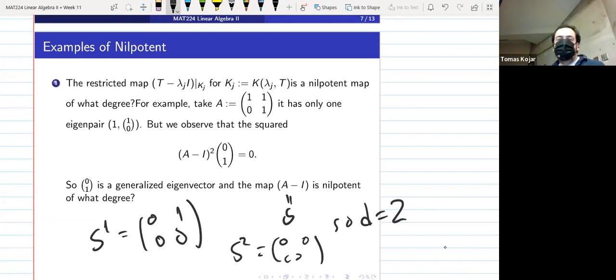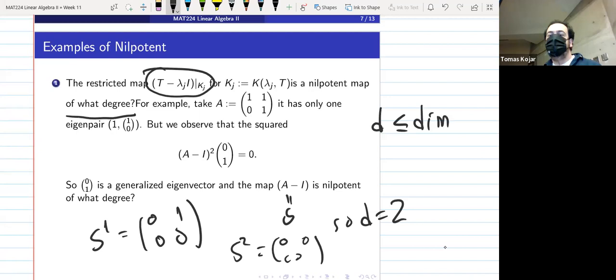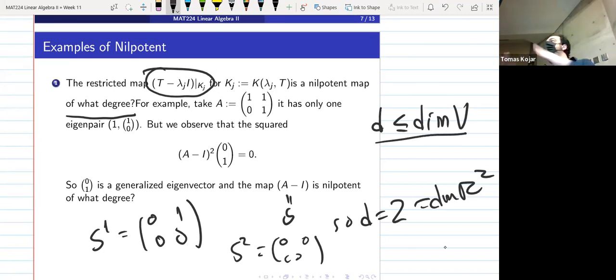So the answer to the original question, which I will prove because it's not obvious, is that for every map, the maximal nilpotency degree is at most the dimension of the space. So here the space was R2. It just happened that it matched, but in general, you are at most the dimension. I'll prove that, it's not obvious. Is it obvious? Why can I not write A to the 3? I can still compute that.